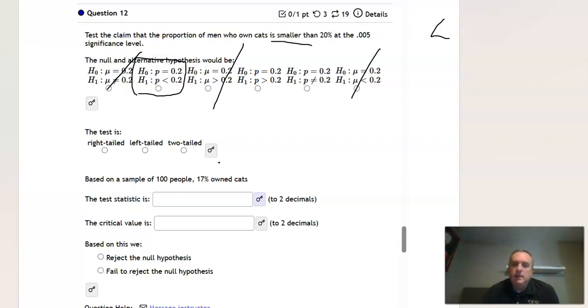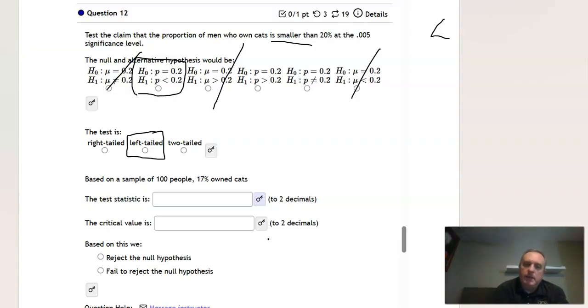So this is a left-tailed test. Whenever it's less than in the alternate hypothesis, it's left-tailed. If it was greater than, it would be right-tailed. So we'll select that part. And now we have our sample size, which is 100, and our sample proportion, which is 17% or 0.17.